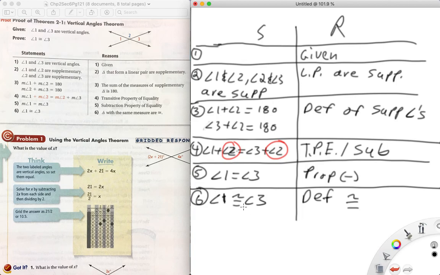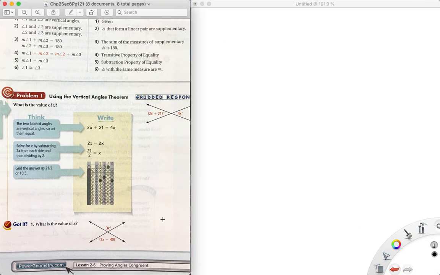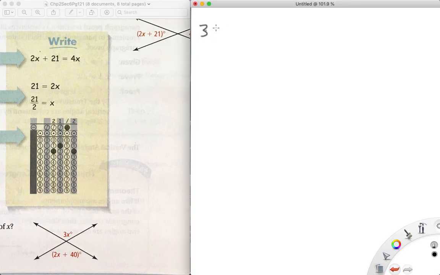Okay? They have a got it number 1 here. They give me 3x and 2x plus 40. They are vertical angles. They're right across from each other. So since they're vertical angles, I can say 3x equals 2x plus 40. I can subtract 2x on both sides and get that x is equal to 40. Voila. Vertical angles are always equal.